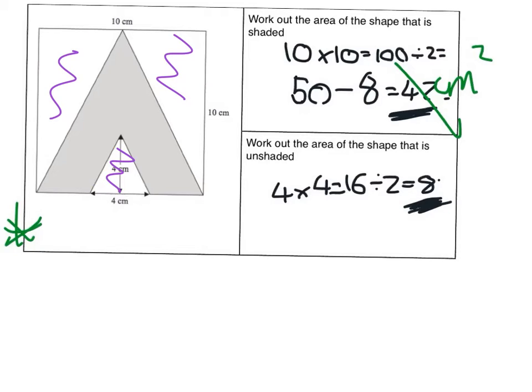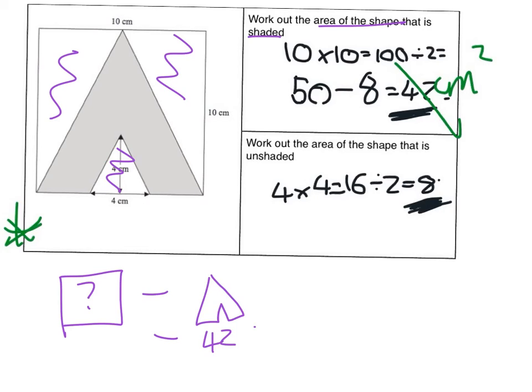Now, it's pretty easy to do because you've already worked out the area of the shape that is shaded. So to get the area that's not shaded, it will be the area of the whole shape minus that bit that's not shaded. That's a terrible picture. Minus the bit that is shaded, sorry. So you've got to work out that area minus your answer up there, which is 42, and that will give you the area of the shape that is unshaded.